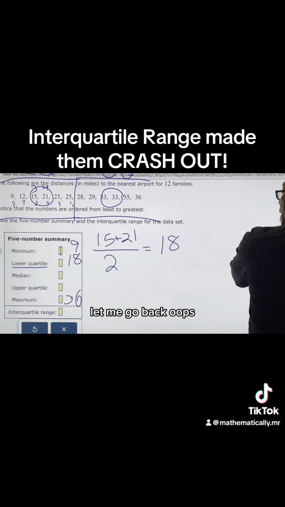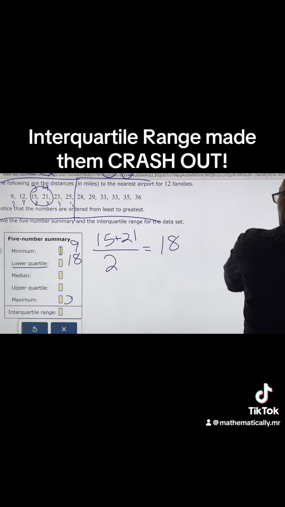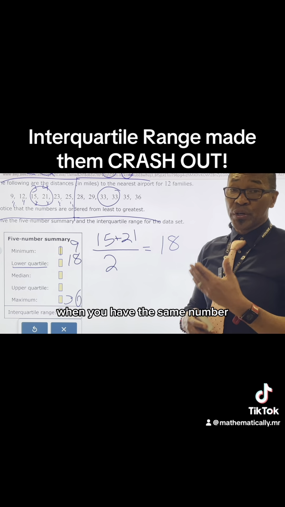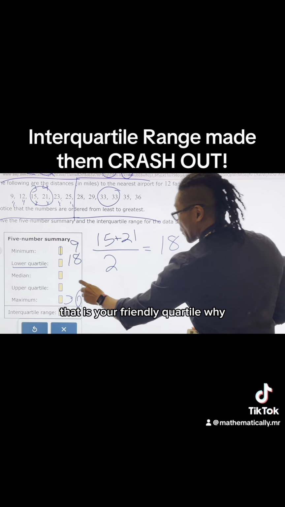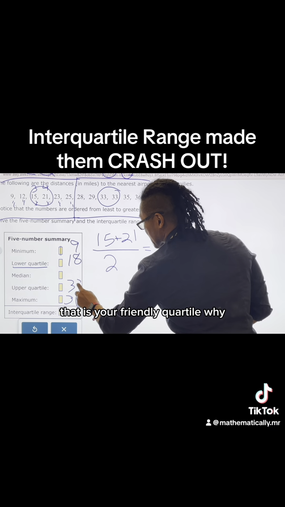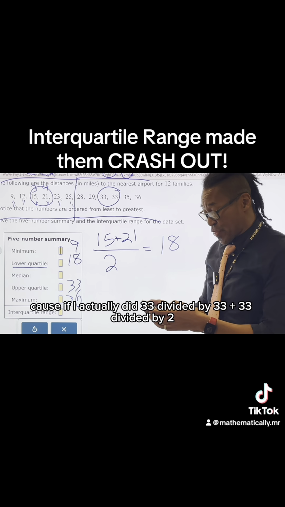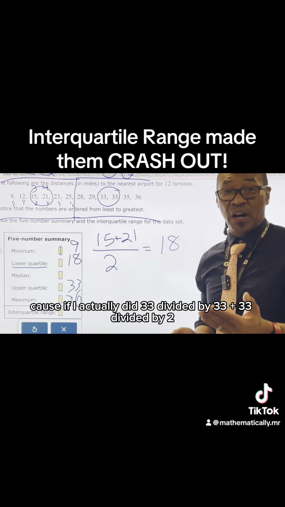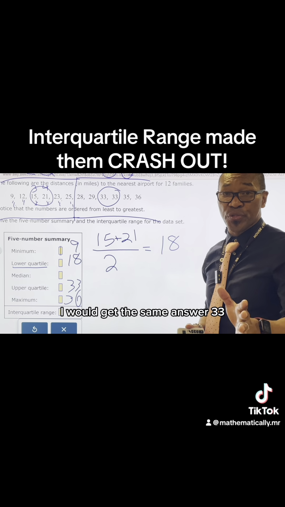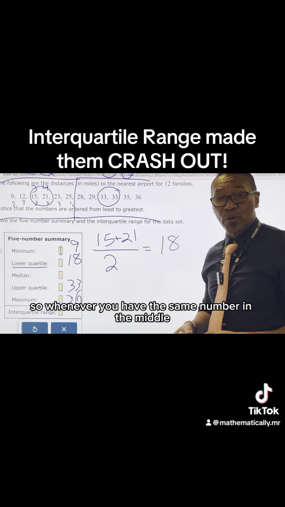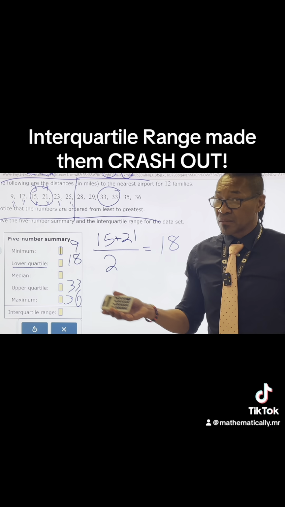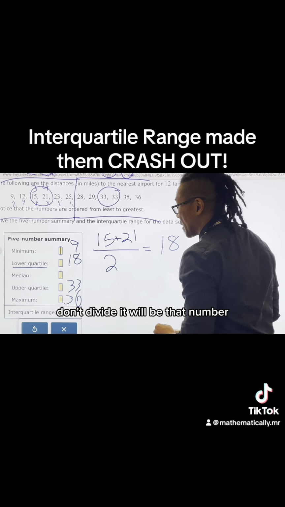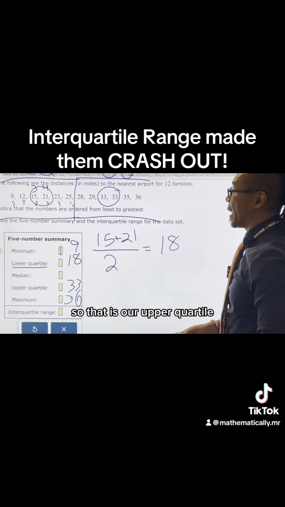let me go back. Oops. The same number is in the middle. When you have the same number, that is your friendly quartile. Why? Because if I actually did 33 plus 33 divided by 2, I would get the same answer, 33. So whenever you have the same number in the middle, skip that part, don't add them, don't divide, it will be that number. So that is our upper quartile.